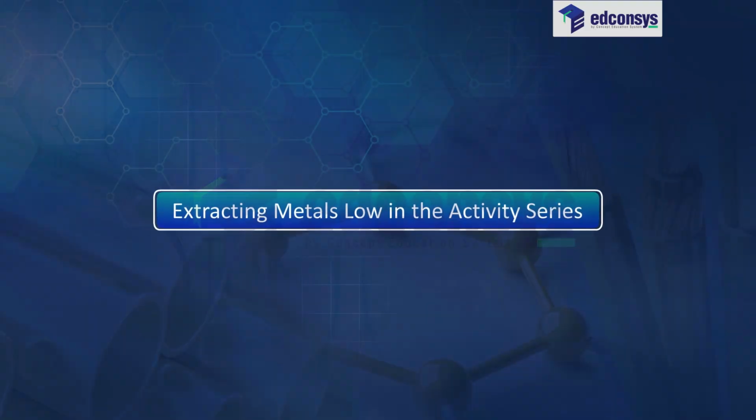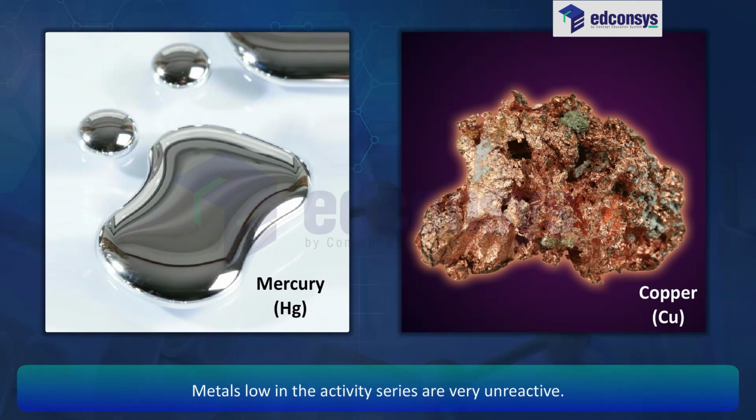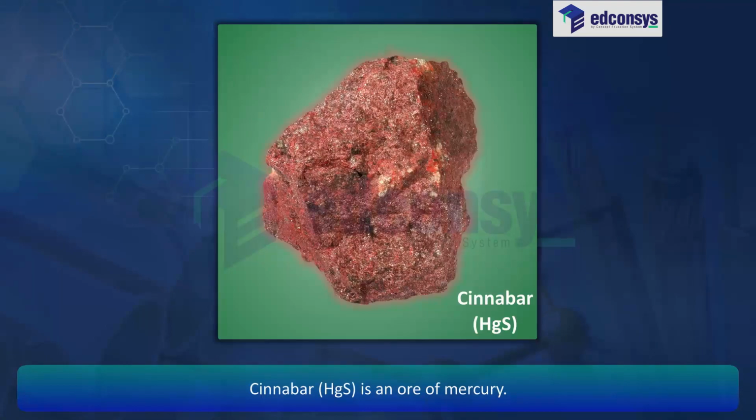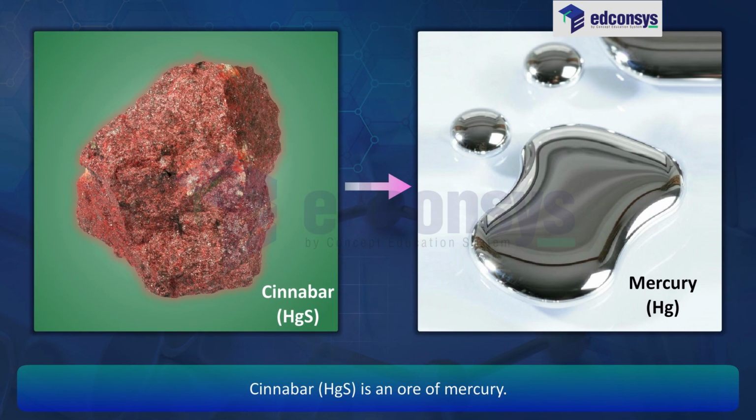Extracting metals low in the activity series. Metals low in the activity series are very unreactive. The oxides of these metals can be reduced to metals by heating alone. For example, cinnabar (HgS) is an ore of mercury.